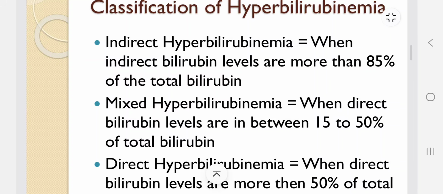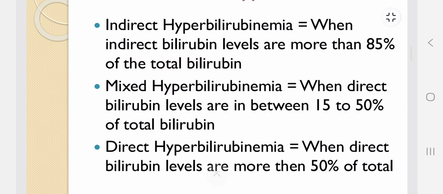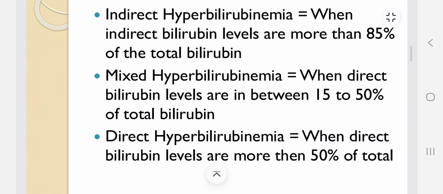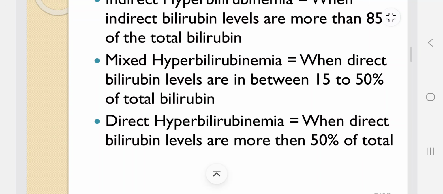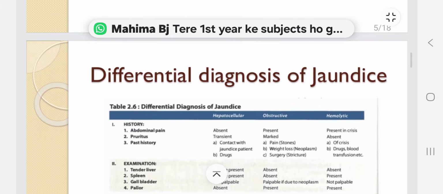So let me clarify that these are the latest terms and the guidelines have changed. Indirect hyperbilirubinemia was previously known as prehepatic jaundice, mixed hyperbilirubinemia is known as hepatic jaundice, and direct hyperbilirubinemia was known as post-hepatic jaundice.